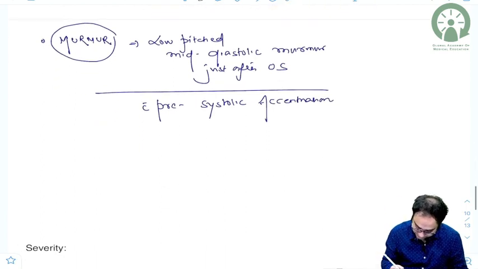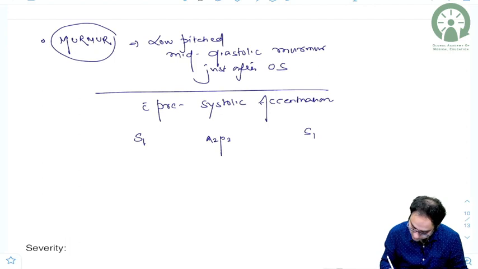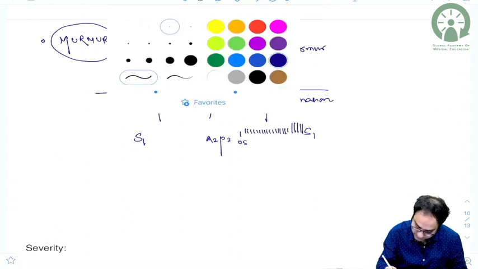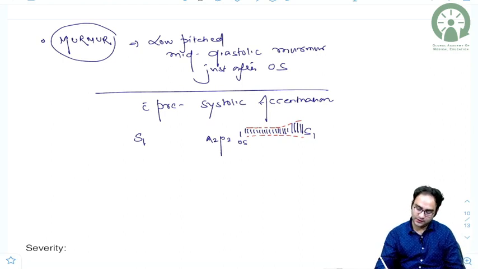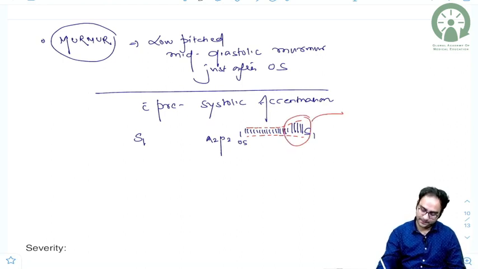So what happens? S1, A2, P2, S1, right? Here you get the OS, and after this you are going to have the murmur, and just prior to the next S1 it has an accentuation. This is what is called a pre-systolic accentuation. This is due to the atrial contraction.